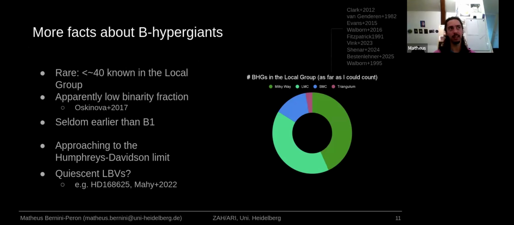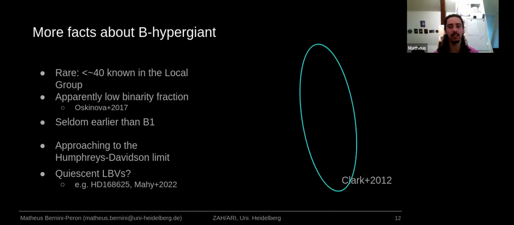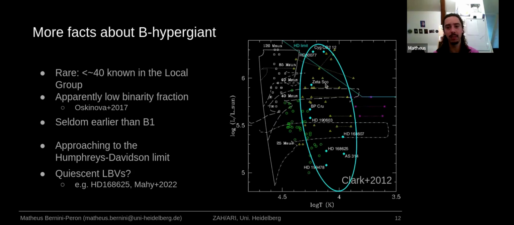Also, they apparently have a low binary fraction, but this could also be a bias because of their high luminosity. And very, very rarely they are earlier than spectral type B1. There are maybe one or two which are like B0.5 Ia+, and also an O hypergiant as well. And the fact that they are luminous also makes them quite eruptive.